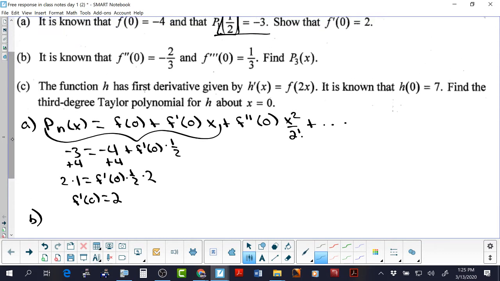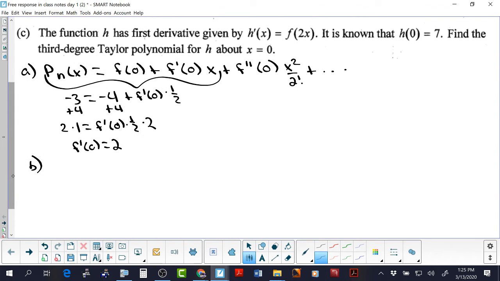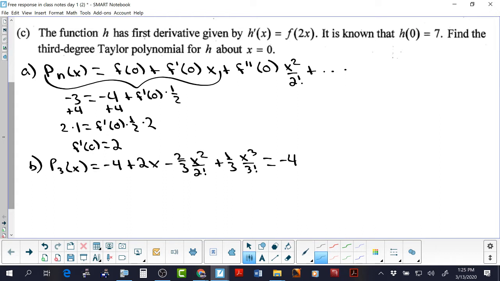Letter B, it is known that the second derivative is negative 2/3, the third derivative is 1/3, so find p sub 3 of x. So p sub 3 of x is equal to negative 4 plus 2x minus 2/3 x squared over 2 factorial plus 1/3 x to the third over 3 factorial, which if we simplify is negative 4 plus 2x minus 1/3 x squared plus 1 over 18 x to the third.